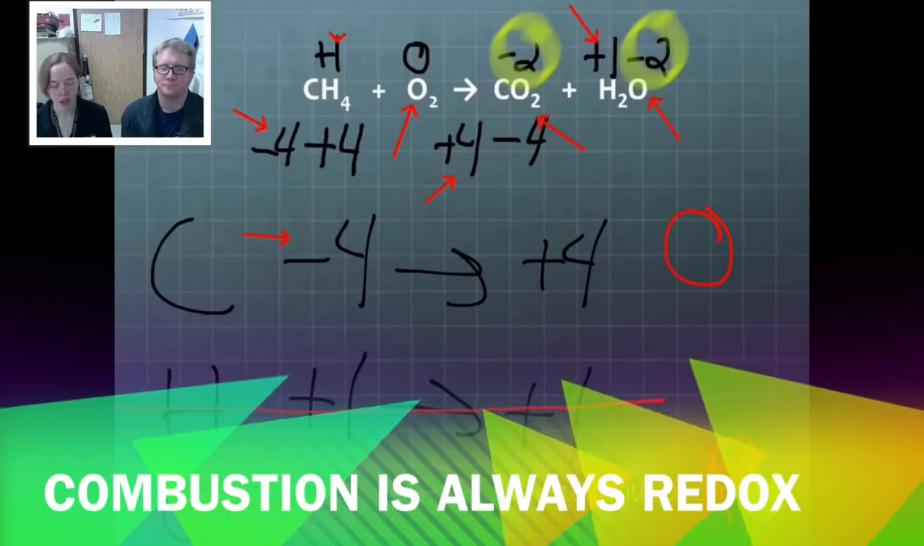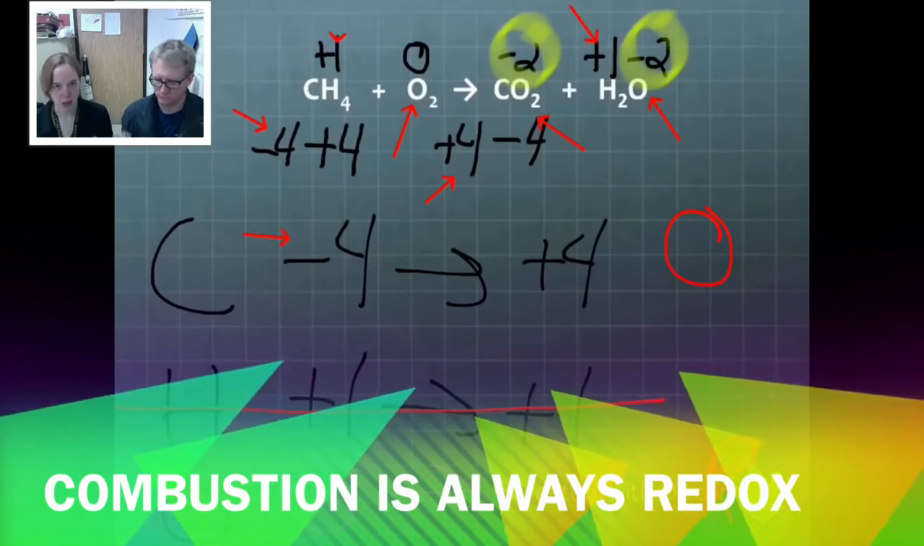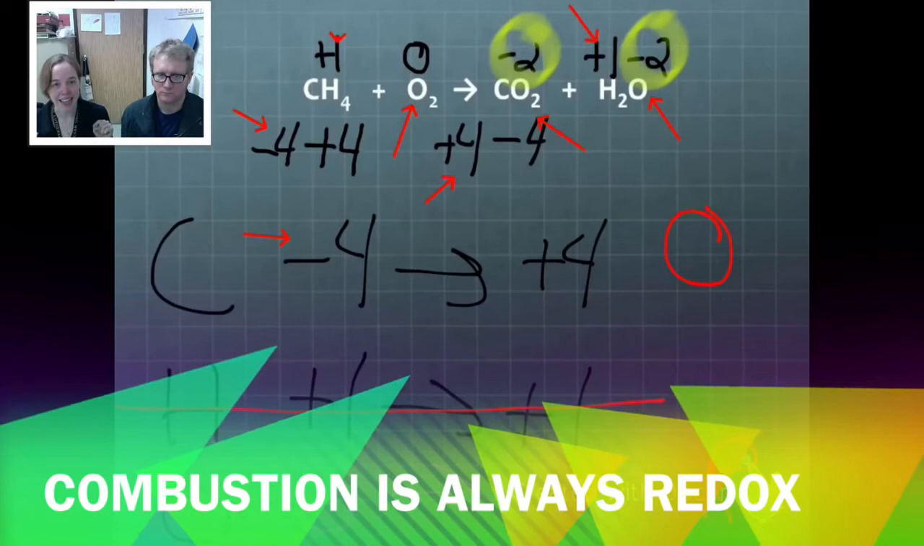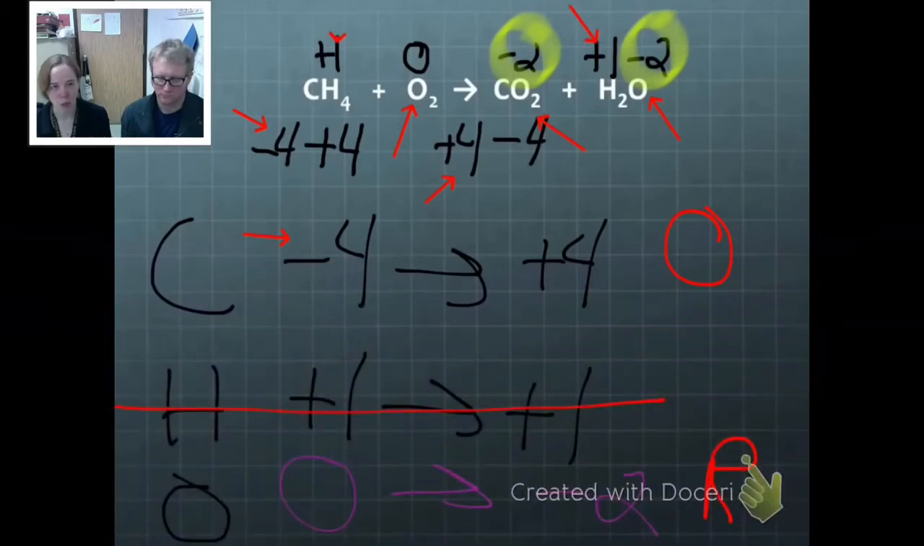Just like on our last slide, you should have noted down at the bottom that any single replacement reaction has to be redox, because you're taking a single element and putting it into a compound. So it's going to go from 0 to whatever it is in the compound. All right, let's try another example.